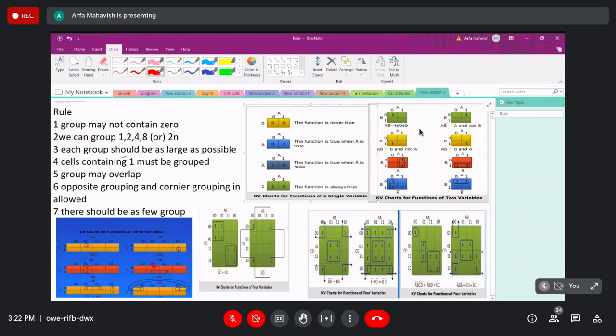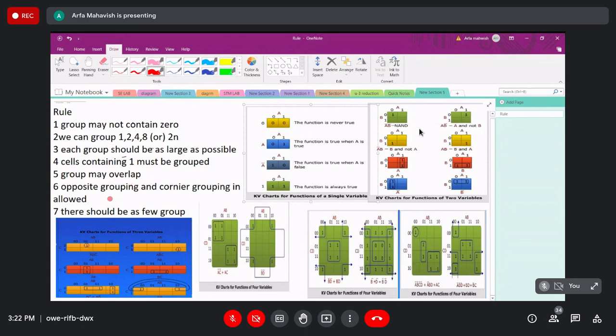So cells containing one must be grouped. Look at here. One must be a group. Whenever you are seeing a one in the table, you have to calculate that, it should be a group. Okay, the cells must be a group. Okay, first this is the rule.